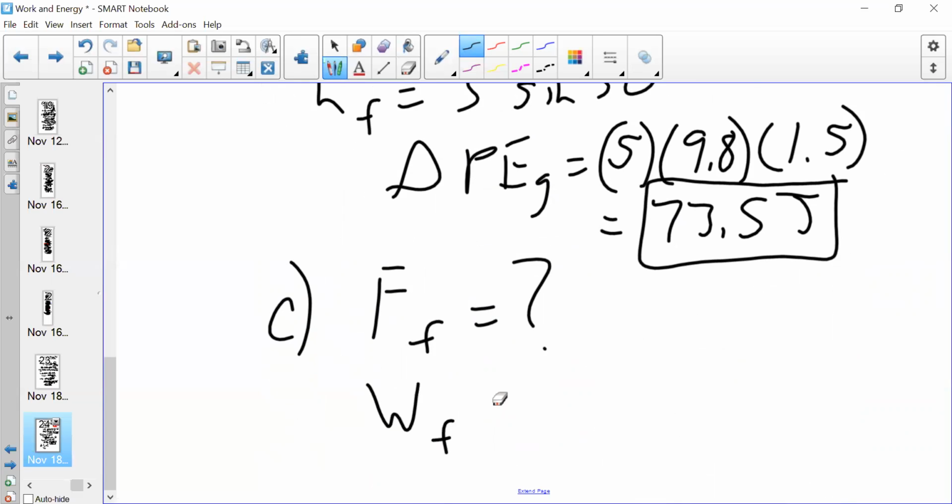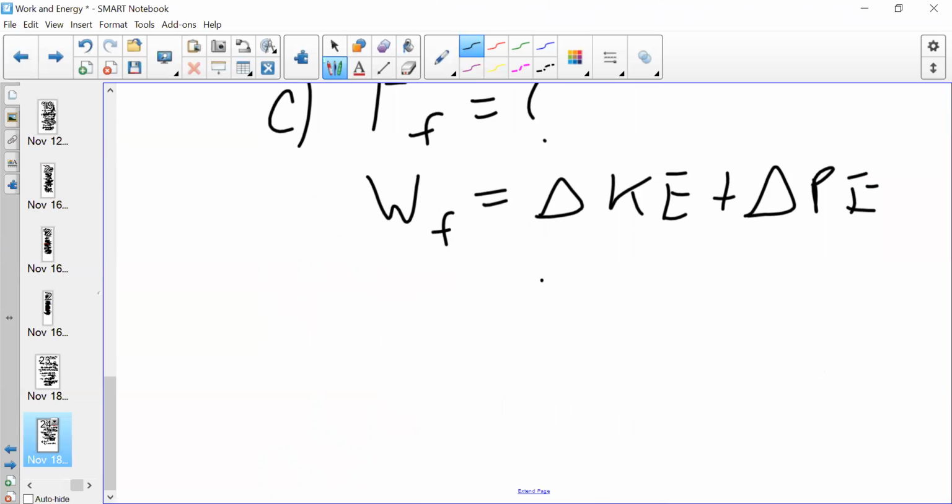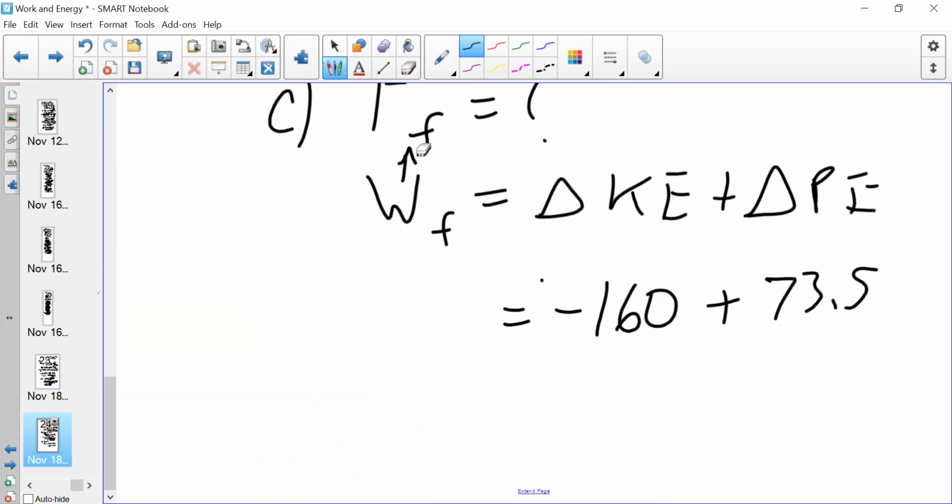Work done by friction. There is no conservation of energy. We've lost it. It's going to be equal to change in kinetic plus change in potential. And then we have both of those from A and B. Change in kinetic energy is minus 160 plus the potential up there, 73.5, equals the work done by friction. Then the work done by friction will help us get the force of friction, because the work done by friction is equal to the force of friction times the displacement over which the block moves.